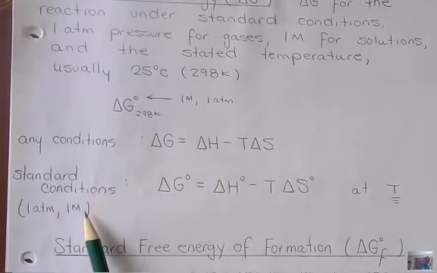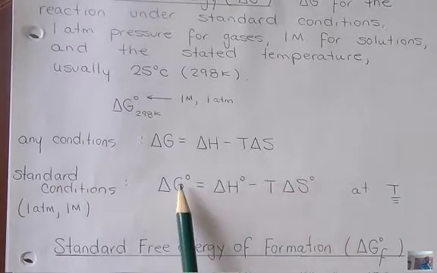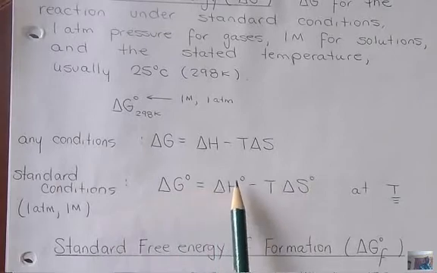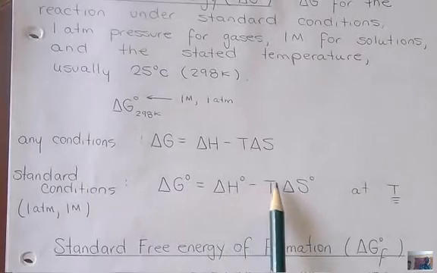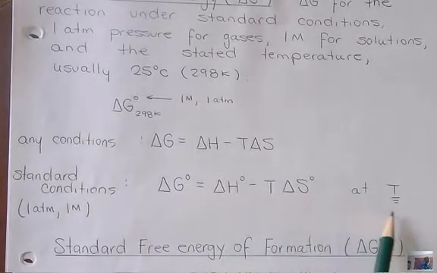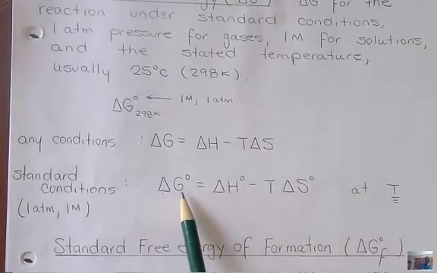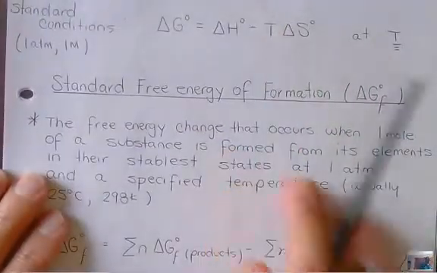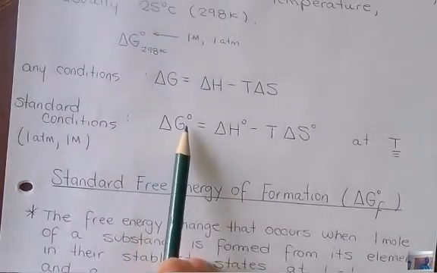Under standard conditions, we just add little zeros here. That means that delta G0 under standard conditions is equal to delta H0 under standard conditions minus T times delta S0. So it's at a certain temperature. Obviously, the S, the H, and the G must all be at the same temperature. We're going to use these two a lot, and later on, we're going to relate the non-standard conditions to the standard conditions.